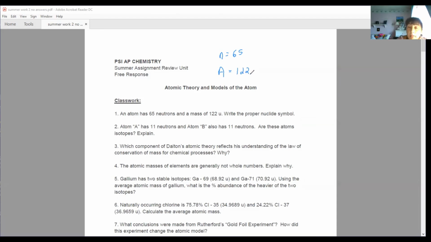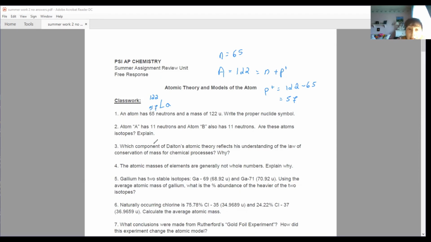So if you have 122 as a mass number, that means that your protons and neutrons add up to it. So the number of protons is equal to 122 minus 65. This will give you 57. So your element is going to be La, right? And the mass number up here, you write 122, and the number of protons you write here as 57.